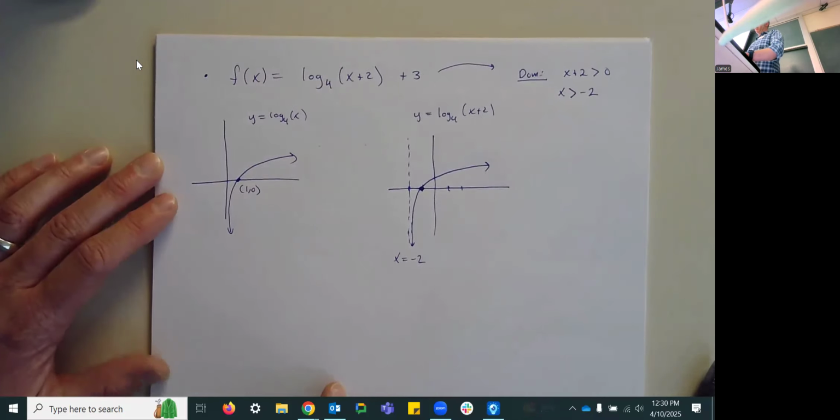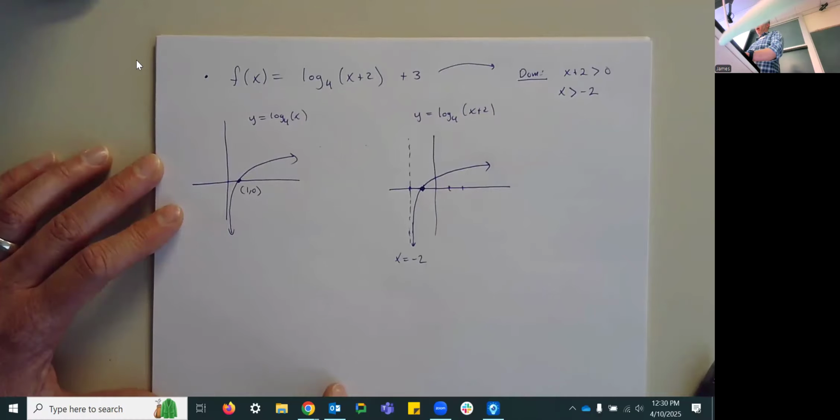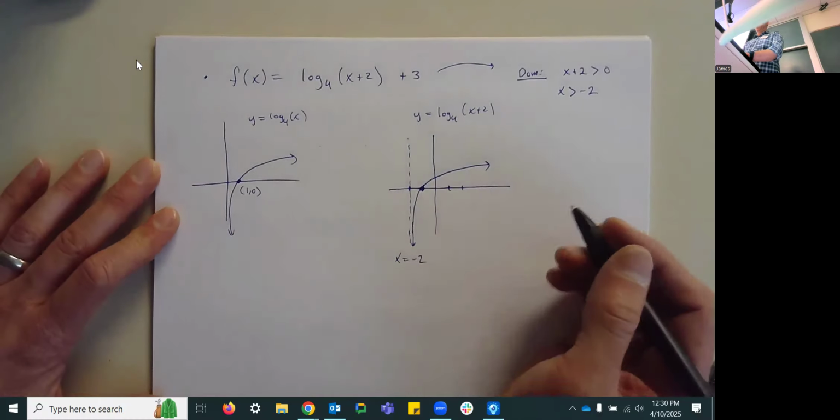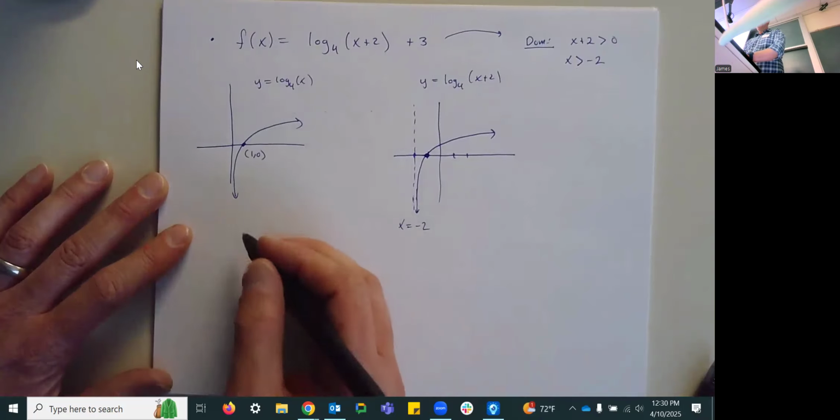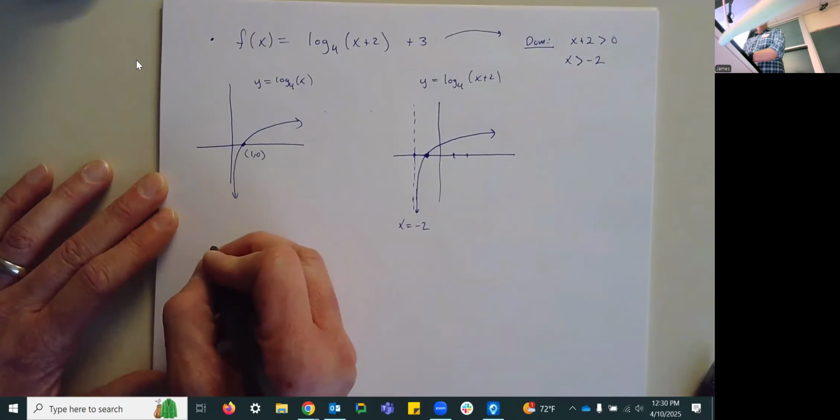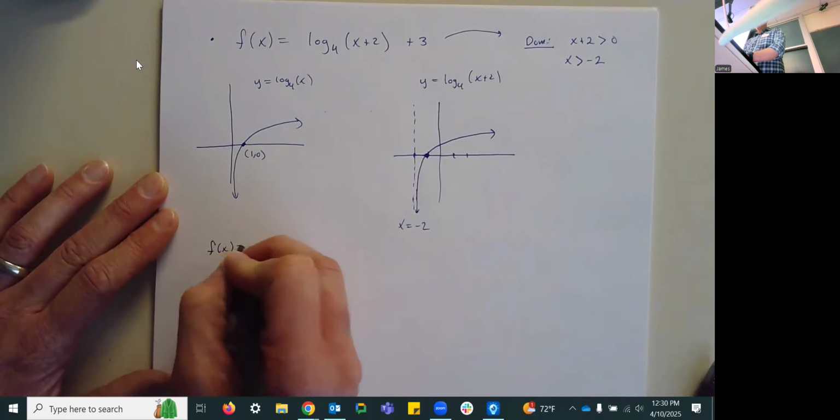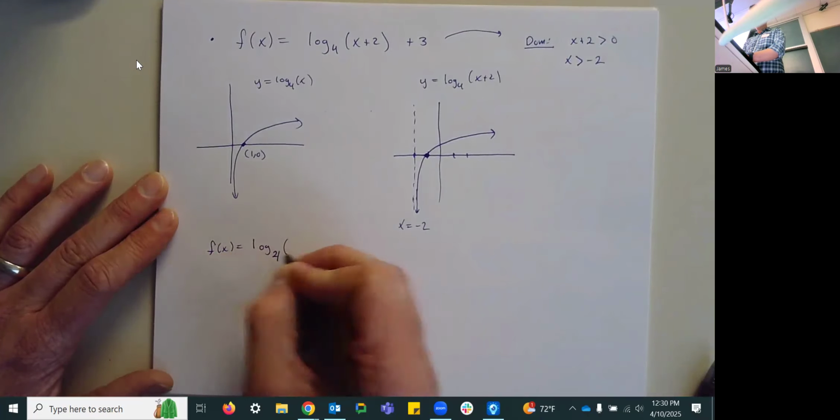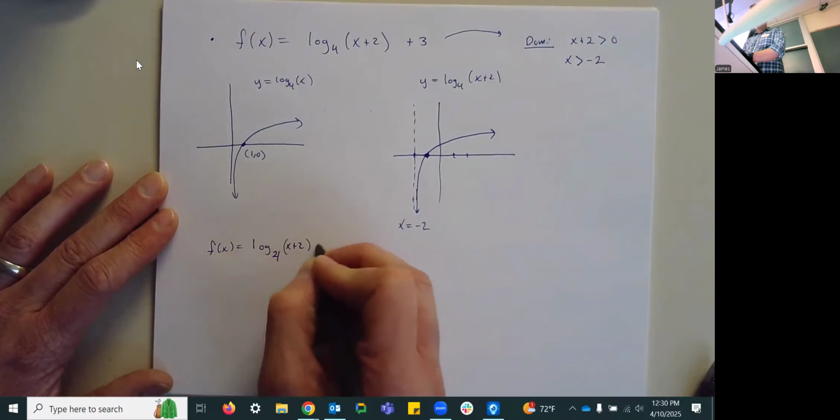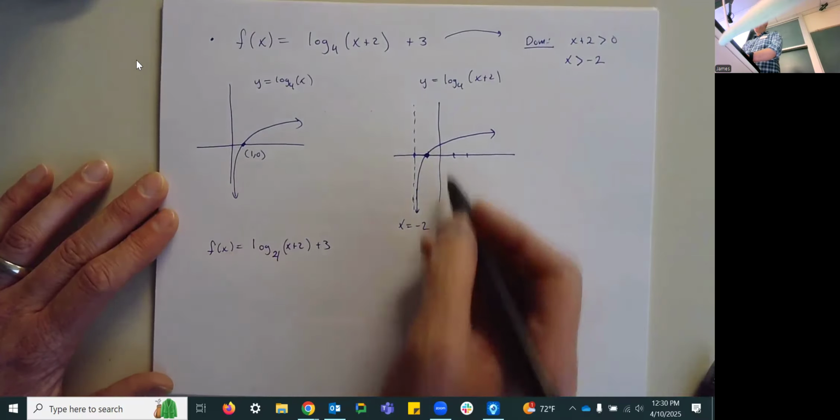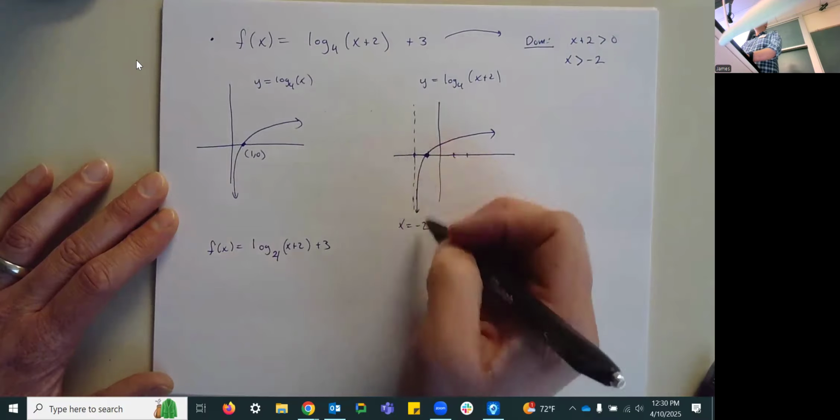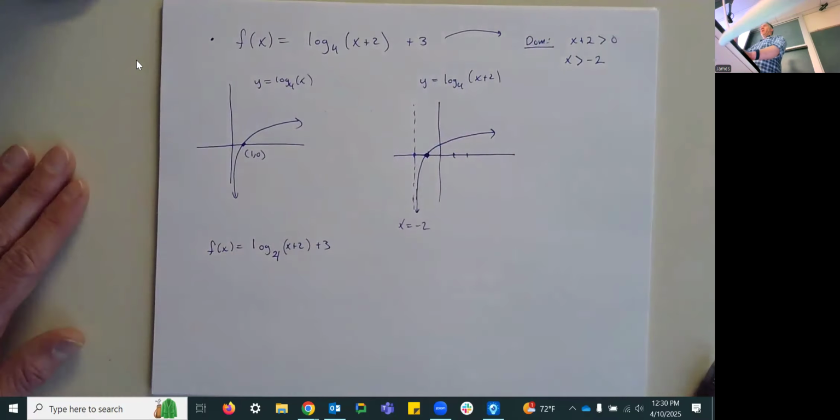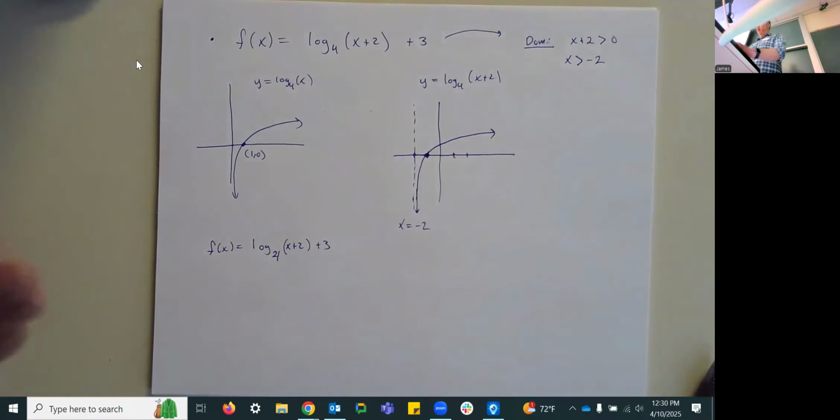And then finally, I'm going to move everything up 3, which for a logarithmic graph doesn't really look like you're doing a whole lot. So shifting everything up by 3 to get my function f of x equal to log base 4 of x plus 2, plus 3. Everything moves up 3. So the vertical asymptote doesn't move, right? A vertical asymptote shifted up 3 is still a vertical line in the same spot.